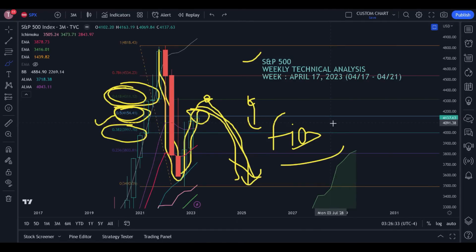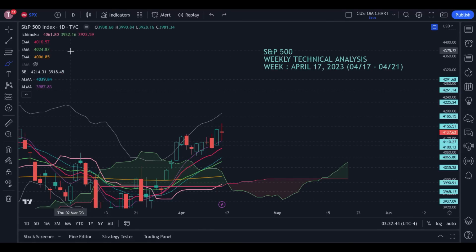Now guys, let's move on to the second point of the agenda of this S&P 500 weekly technical analysis, and let's discuss the support and resistance levels for the S&P 500.